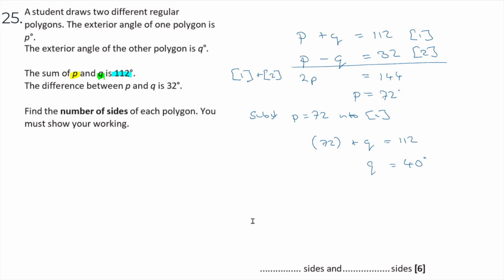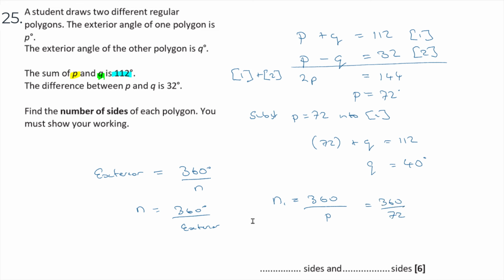So what does that mean in terms of the number of sides? Now, an exterior angle of a regular polygon is equal to 360 divided by the number of sides n. So the number of sides n must be 360 degrees divided by the exterior angle as well, mustn't it? Okay, so for polygon 1, n1, we're going to get 360 divided by our first value, P, I guess, 360 divided by 72.